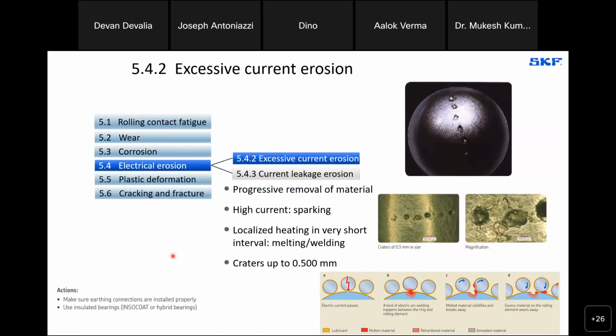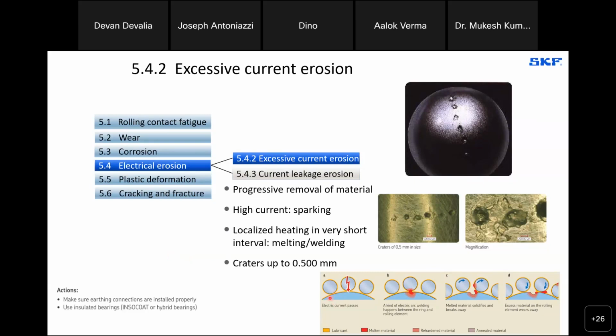So, high current density over a small contact surface. The material's heated up to temperatures that range from tempering to melting levels. And it leads to the appearance of discolored areas, the creation of these craters. Typically in excessive current erosion, we're looking at upwards of a 0.5 millimeter diameter of crater.